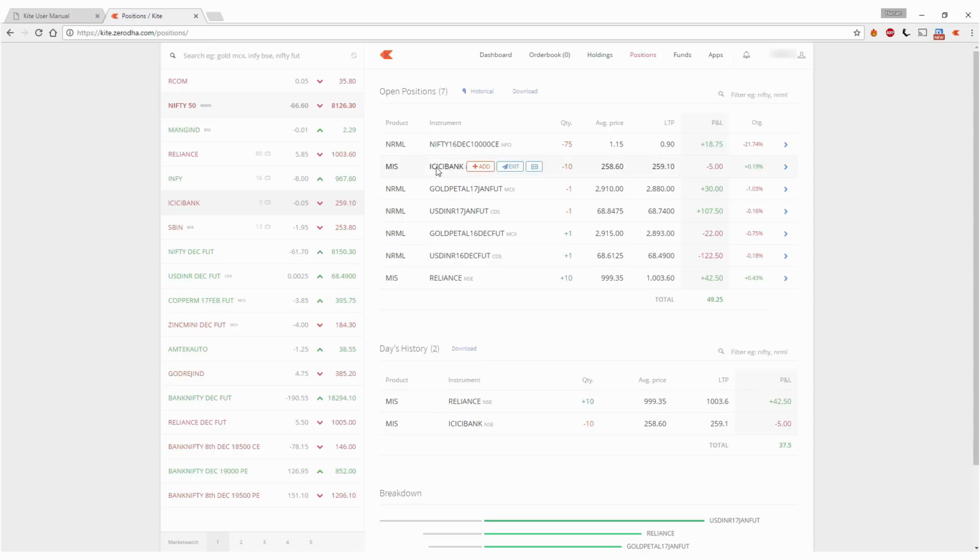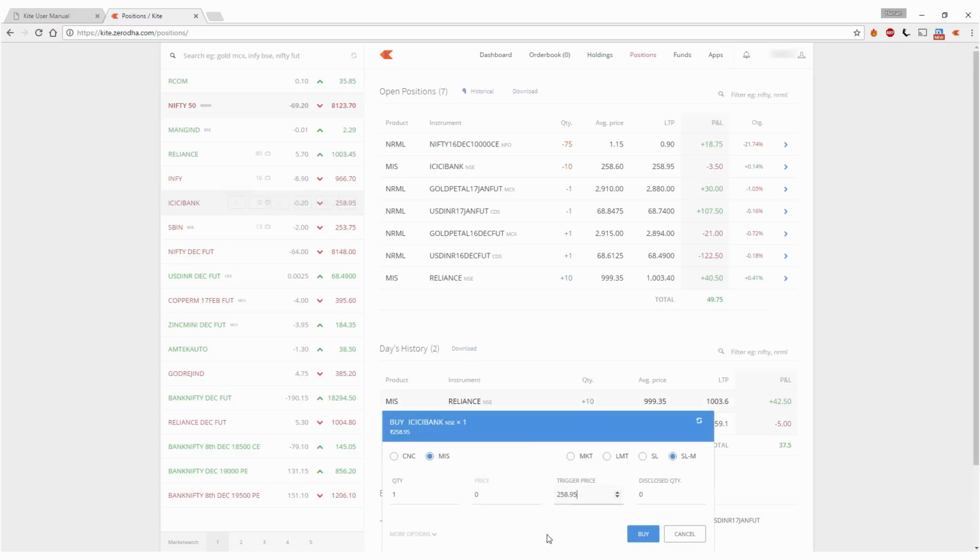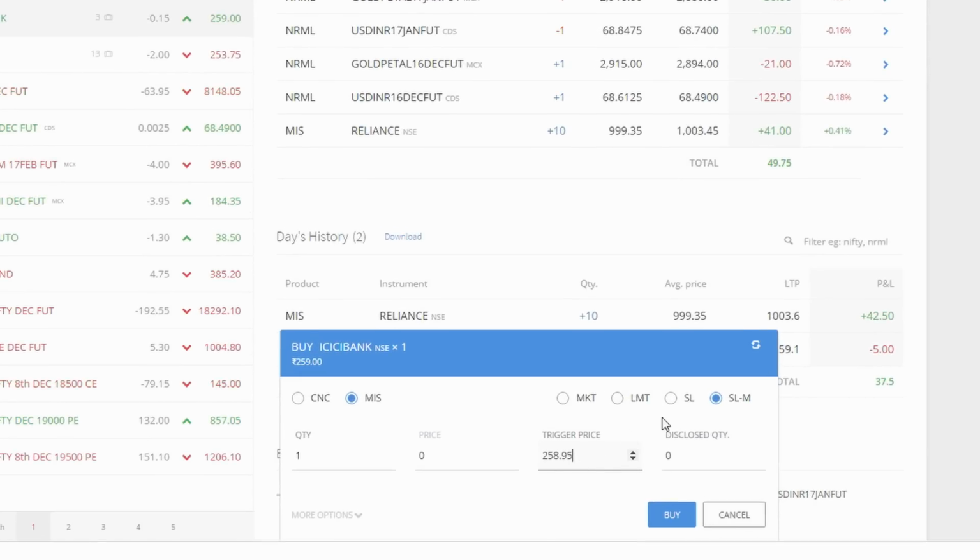I also have a short position on ICICI for which I'd like to place a stop loss. Now I can do this from the market watch. So I'm going to place my stop loss on ICICI Bank now. It was a sell order, so I'll place a buy stop loss, and this one I'm going to choose SL.